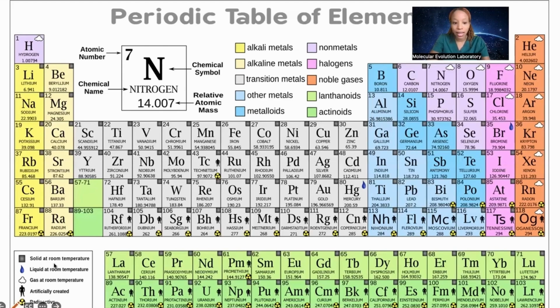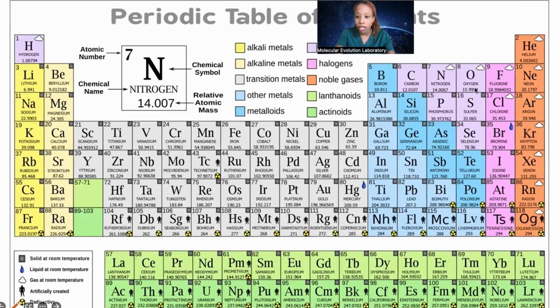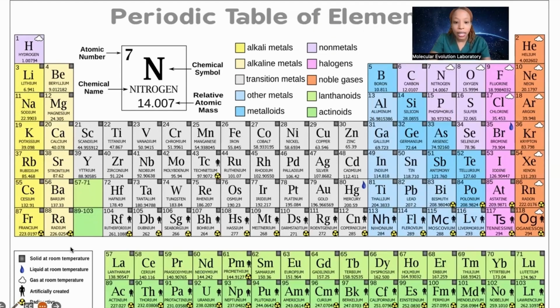This shows the state of the elements at room temperature, which shows that most of the elements are solid at room temperature. Liquid at room temperature: bromine, mercury. Gases at room temperature include nitrogen, oxygen, chlorine, as well as all the noble gases: helium, neon, argon, krypton, xenon, radon. The artificially created metals come from our actinide and lanthanide series. It's important to note that these are highly radioactive metals.